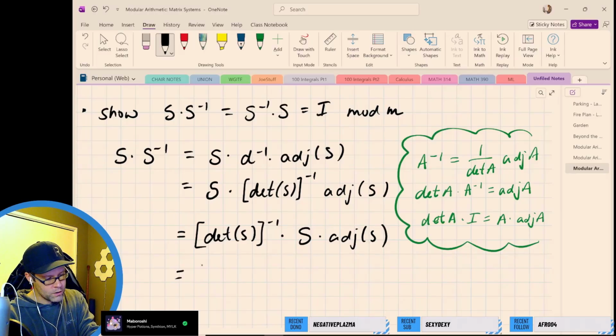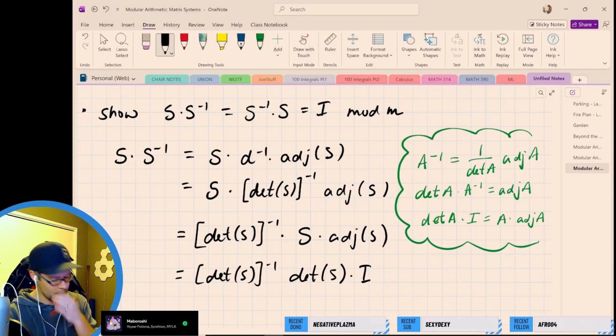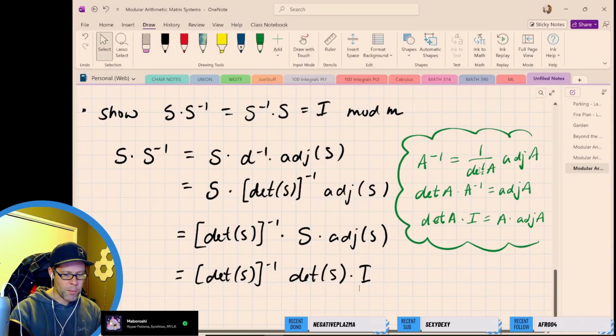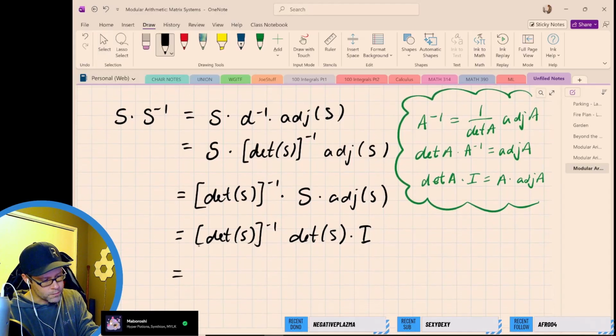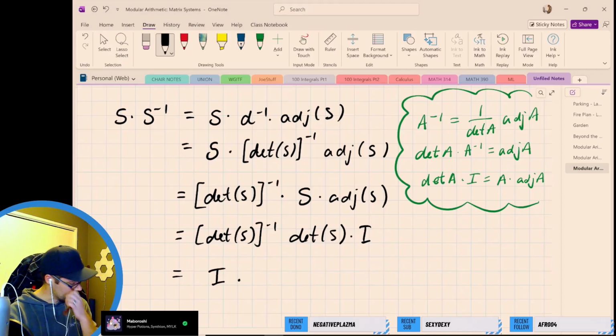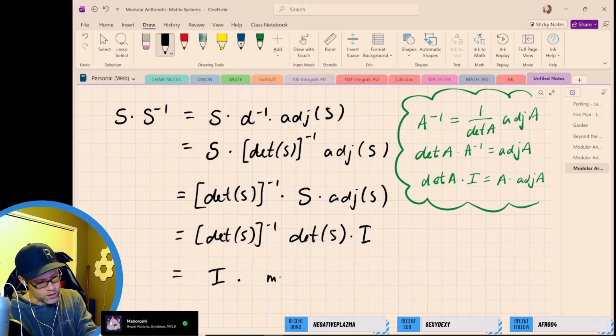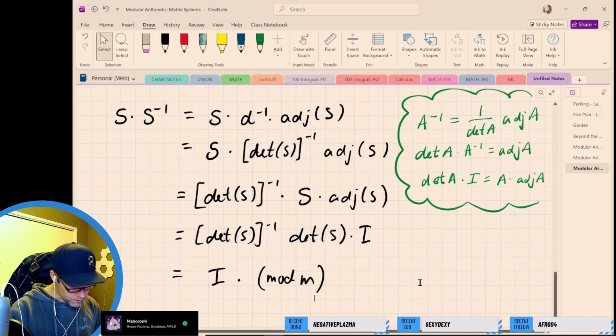Here, then, we can use that S times the adjoint of S is equal to the determinant of S times the identity matrix. So I'm going to use that property we talked about here in green. Now I have the determinant of S times its corresponding inverse mod M. That's just 1. So I'm left here with just the identity matrix. And of course, all of these computations have been taken mod M.